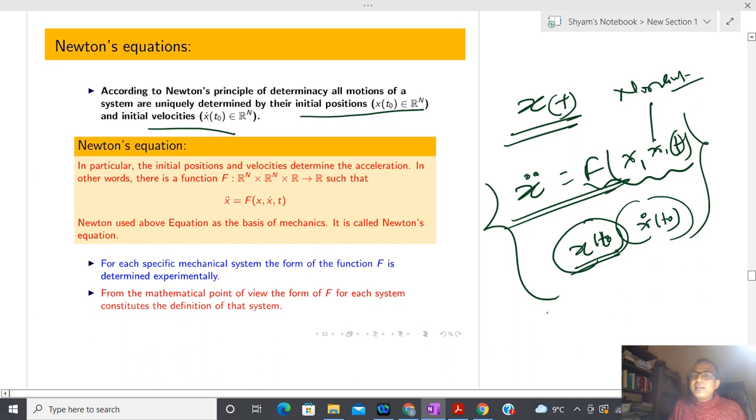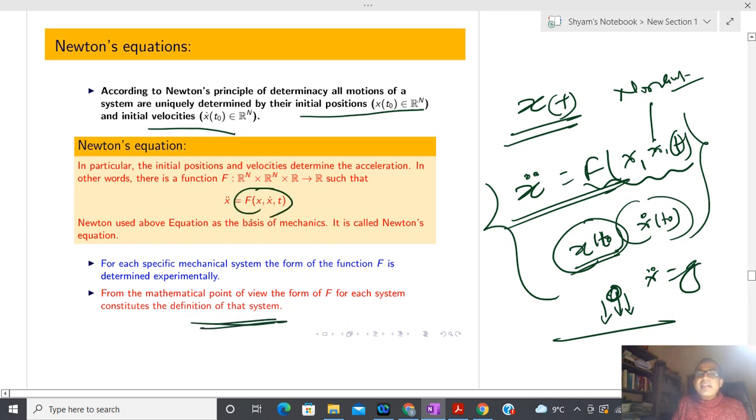Suppose I have some kind of object, some kind of block, which is falling towards the earth. I know from experiment that this is nothing but g, the acceleration of gravity, and we have calculated this acceleration by experiment. He is saying the same thing: from the mechanical point of view, the form of f for each system constitutes the definition of the system. So if you fix this, then this generalized differential equation is converted for that particular system.